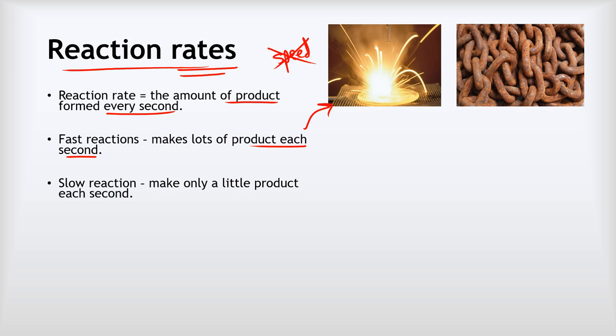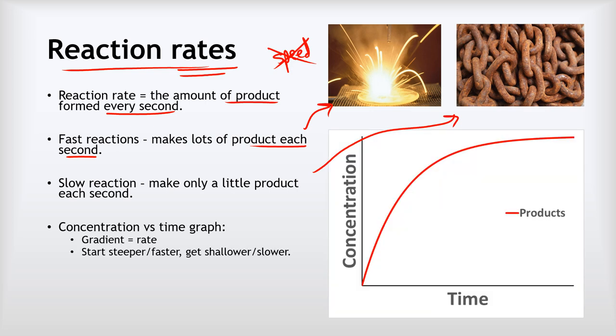Some reactions are very slow. They only make very small amounts of product each second. A good example of that is something like rust. You don't see something rusting. It just rusts slowly over time. So that's a very slow chemical reaction.